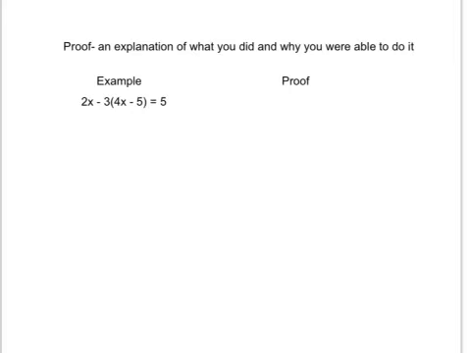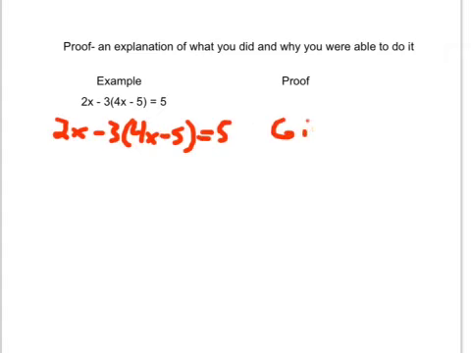Okay, first thing you're going to want to do every time is rewrite the example. So even though it's typed out here nice, I'm going to rewrite it. So 2x minus 3 times 4x minus 5 equals 5. And our proof for being able to rewrite it is called given. That's what they gave to us. So that is the given.